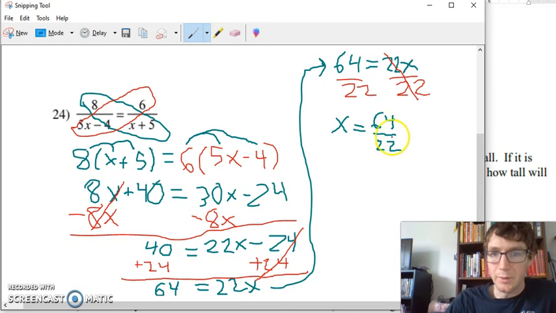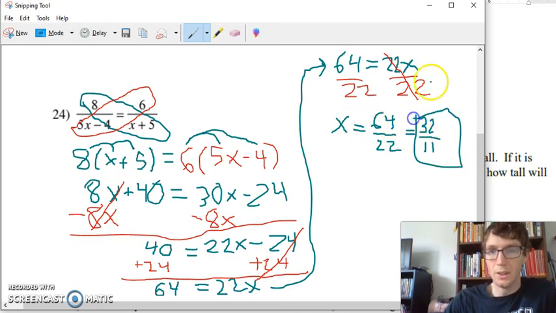And now, can we simplify that last problem? The numerator and denominator are both even numbers, so we know we can divide them by 2. So what's half of 64? That should give you 32. And what's half of 22? Should give you 11. So 32 over 11 should be your final answer. I'm going to box that. Okay, so we went over that problem.